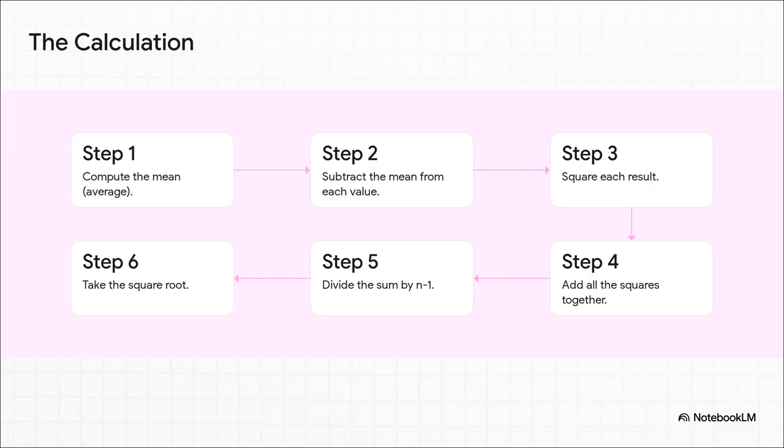A computer first finds the average. Then it measures how far every single point is from that average. It squares those distances, averages them out in a special way by dividing by n-1, and then, finally, it takes the square root to get back to our original units.